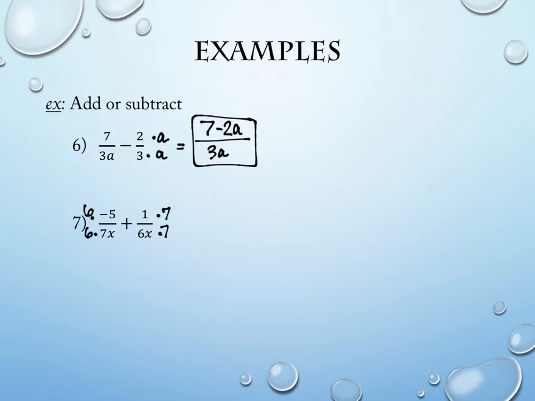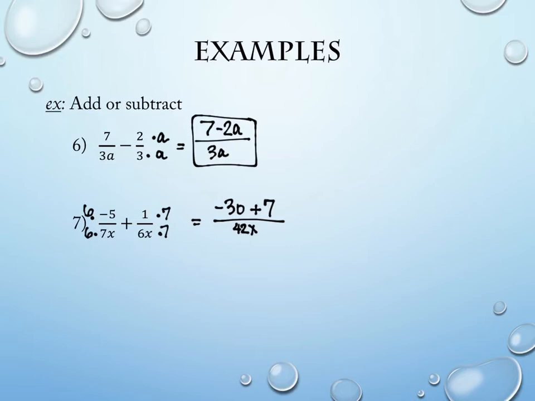What will each of those denominators now be? 42x. All right, so the first denominator is 42x. The second denominator is 42x, so they're both 42x's. How about my first numerator? Negative 30. How about my second numerator? 7. Am I going to have a positive or a negative? Positive.